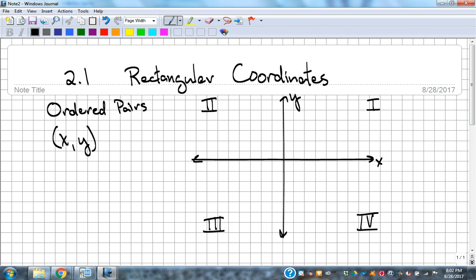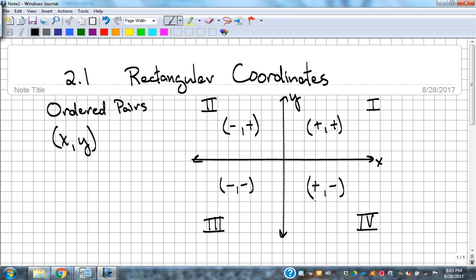In the first quadrant, all the X values are positive. All the Y values are positive. In the second quadrant, what happens to the X values? X is negative, but Y is what? Still positive. In quadrant 3, double negative. In quadrant 4, positive X values, negative Y values.